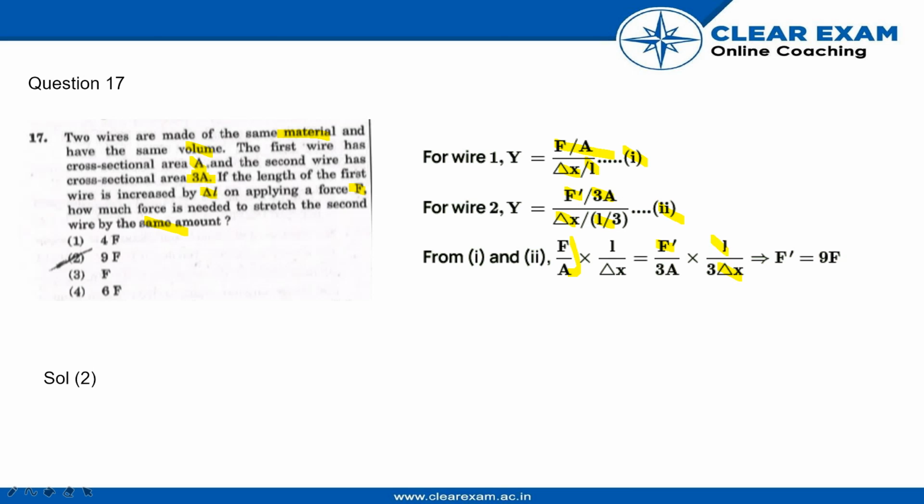So delta L and L and A, all these three terms will get cancelled out, and we are left with F dash is equal to 9F. Therefore, the correct answer is option number 2.